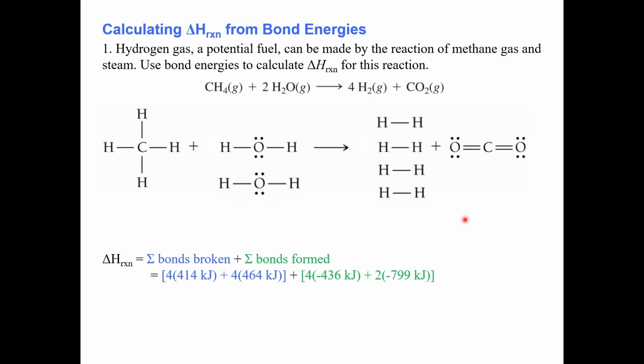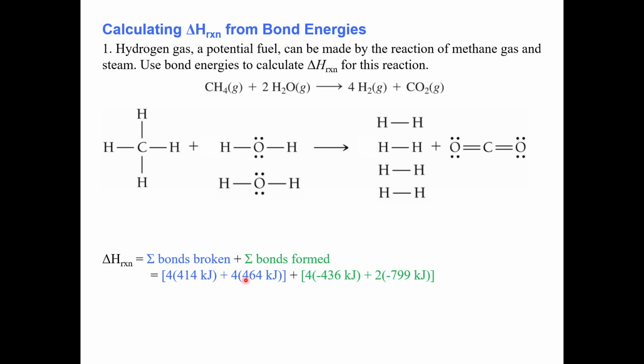Okay, here's our equation. Summation of bonds broken plus summation of bonds formed. Remember, here with bonds being formed, those values in table 10.3 would now be negative. Okay, all right, so this term right here, 4 times 414, that refers to the 4 CH bonds that are singly bonded.